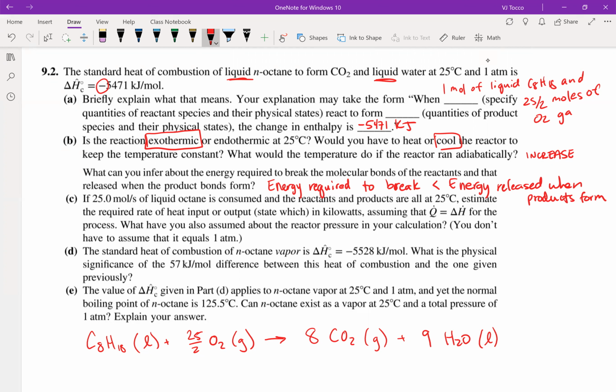If 25 moles per second of liquid octane is consumed and the reactants and products are all at 25 C, estimate the required rate of heat input or output in kilowatts, assuming that Q dot is equal to delta H dot for the process. What have you also assumed about the reactor process in your calculation? You don't have to assume that it equals 1 atmosphere. So for this part, I have to share an equation that I did not derive. The derivation is in the textbook if you're interested.